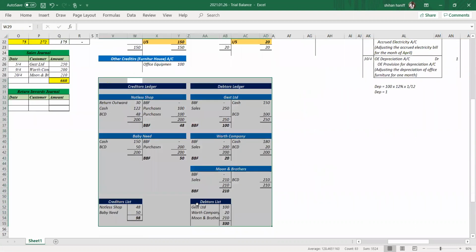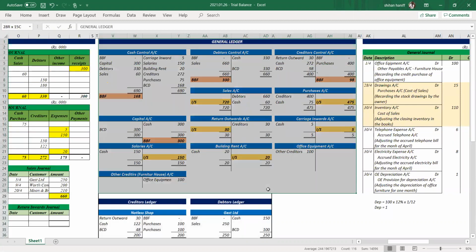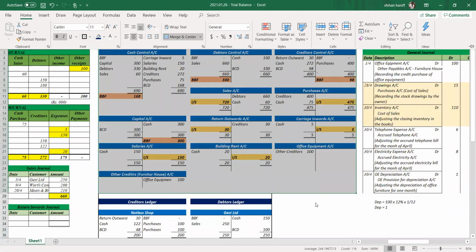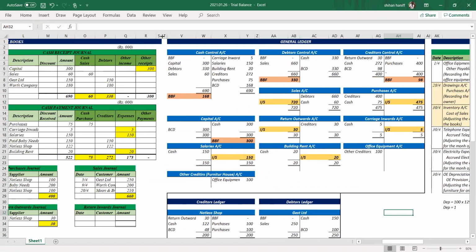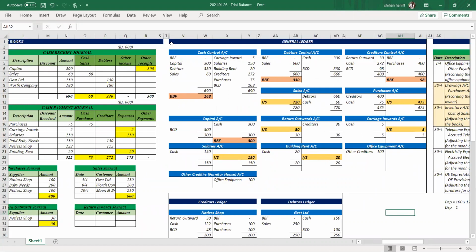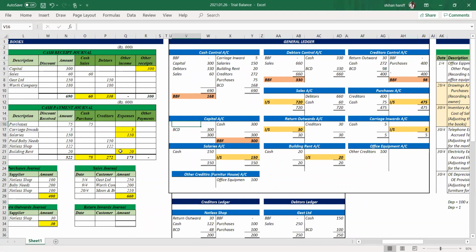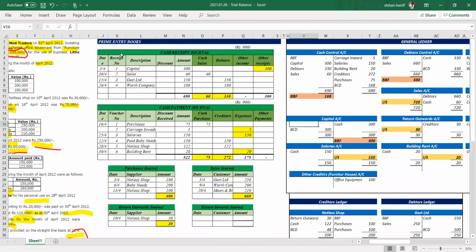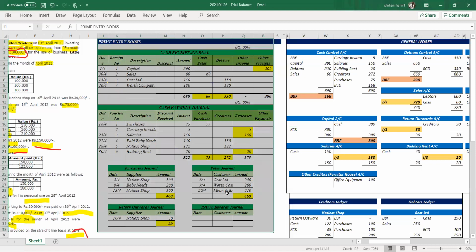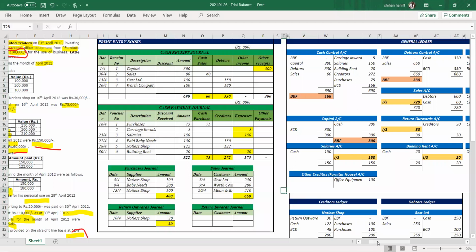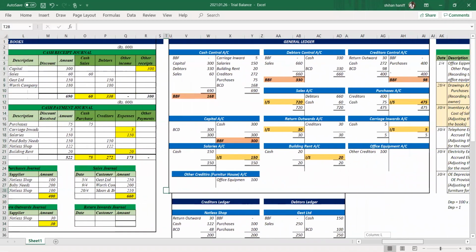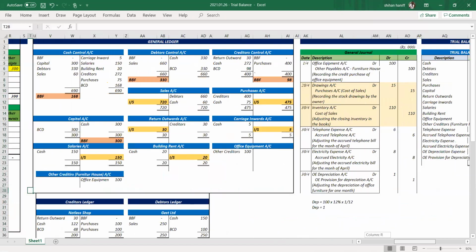Completely. This is generally. It's 590 minutes. Trial balance and financial statement.